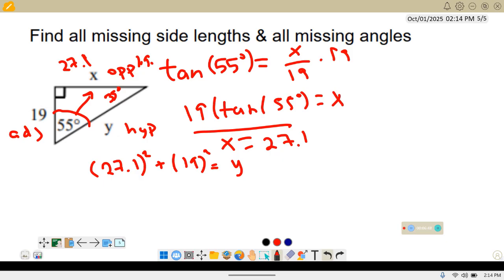Put that in my calculator. I get 1097.3 equals y squared. Take the square root of both sides. And I get y equals 33.1. Okay. So that makes this side length 33.1. And so that is how you use tangent.